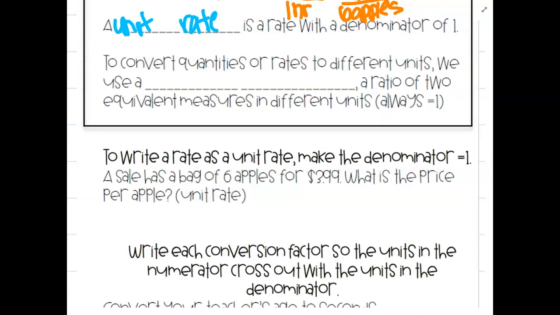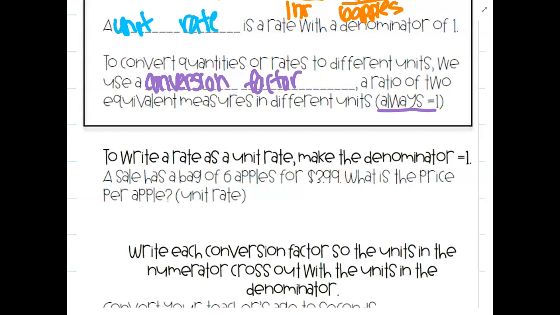Okay? And then lastly, one of the big things we're doing today, which you may have done in science, either last year or this year, if you want to convert quantities or rates to different units, we use what's called a conversion factor. Now, a conversion factor is a ratio that has two equivalent measures in different units. But here's the big thing. It's always equal to 1. Here's what I mean by that.